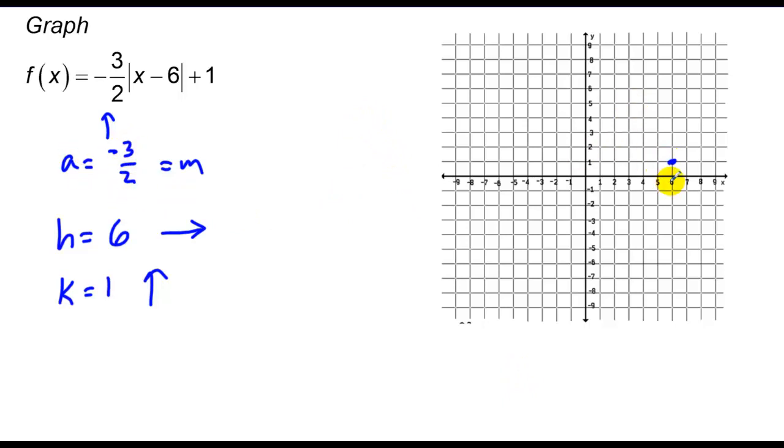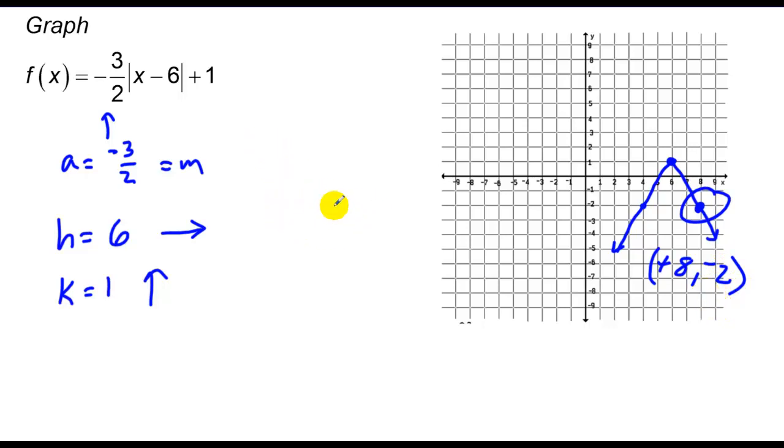So if I go down 3 and over 2, that's one part of my graph. If I go in the other direction, down 3 and over 2, that's the other part of my graph. And without picking any points, I seem to have graphed this absolute value function. Just for fun, I'm going to take this point of positive 8, -2 and plug it in to see if it checks.